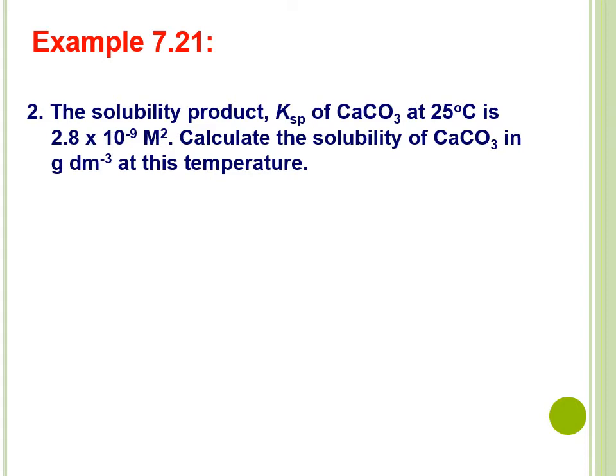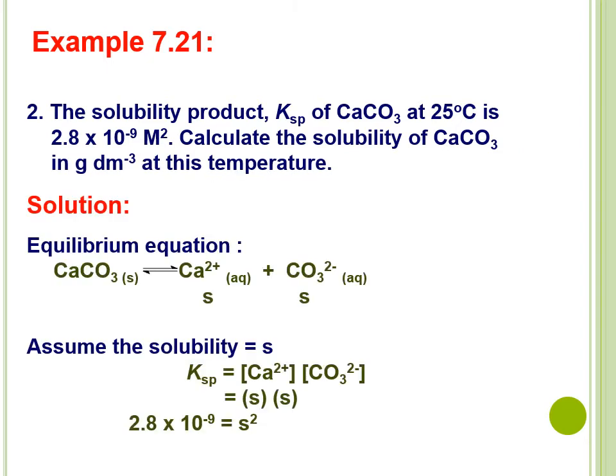Let's do question number 2. The solubility product Ksp of calcium carbonate at 25 degrees Celsius is 2.8 times 10 to the power of negative 9 molar square. Calculate the solubility of calcium carbonate in gram per decimeter cube at this temperature. So we need to use the molar mass now. For this question, it's the other way around. We are given the Ksp and we want to find S. So we do the simplified ICE table like the previous question.